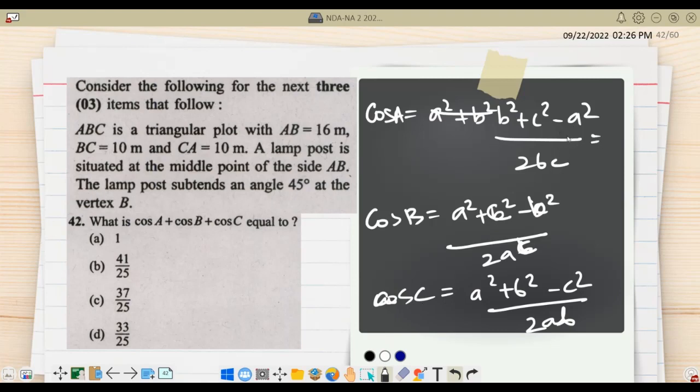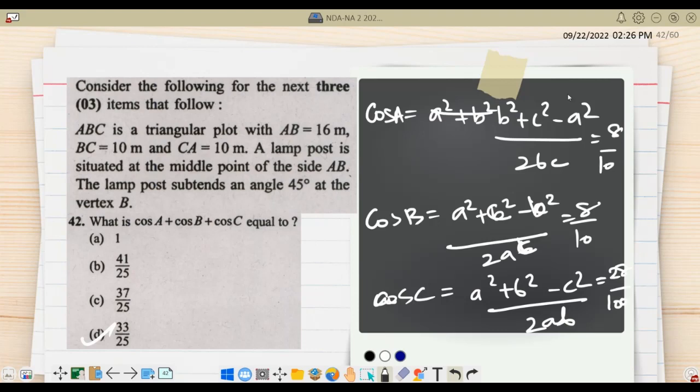So substituting A, B, and C in these formulas, you're going to get 8 by 10 for cos A, and then 8 by 10 for cos B again, and then 28 by 100 for cos C. So adding all of this, you're going to get 33 by 25.